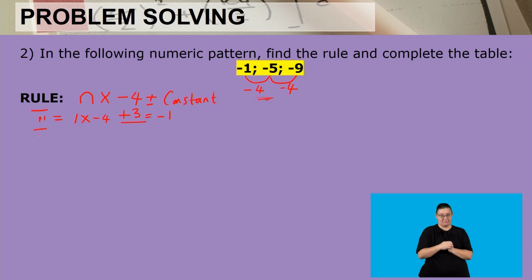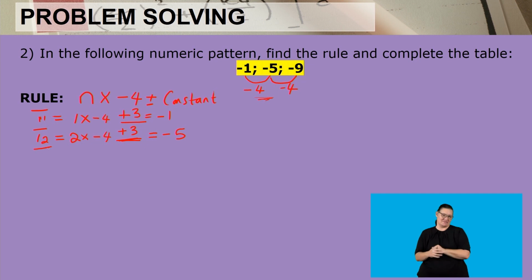Let's use the second term just to check if our constant value is correct. Now that is going to be our 2 multiplied by our -4, and our answer in the end must be a -5. So what do we need to add or subtract to get to -5? Well, 2 multiplied by -4 is a -8. So that, of course, is going to be plus a 3 so that we can get to that -5.